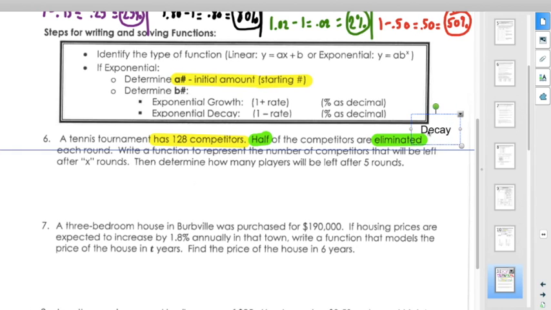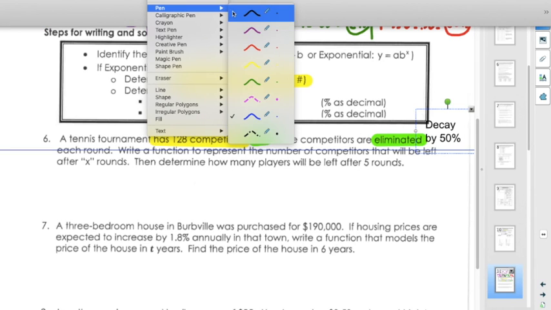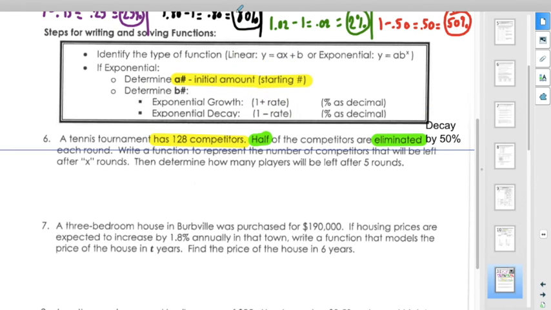Decay by what, though? What's the number? Well, it's going to be 50% because they're losing half the competitors each round. Write a function to represent the number of competitors that will be left after X number of rounds. This is your time, the X. And then determine how many players will be left after 5 rounds. Okay. Well, again, we know that this is our A, our starting value.